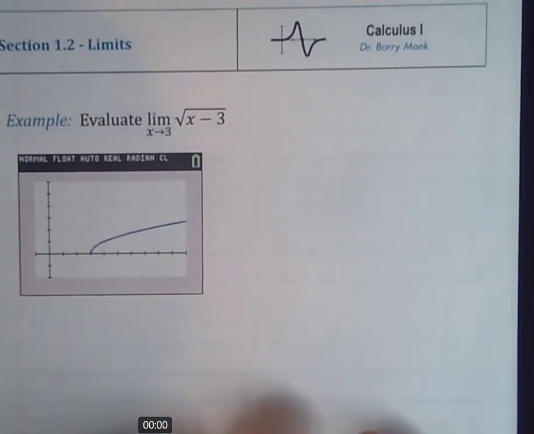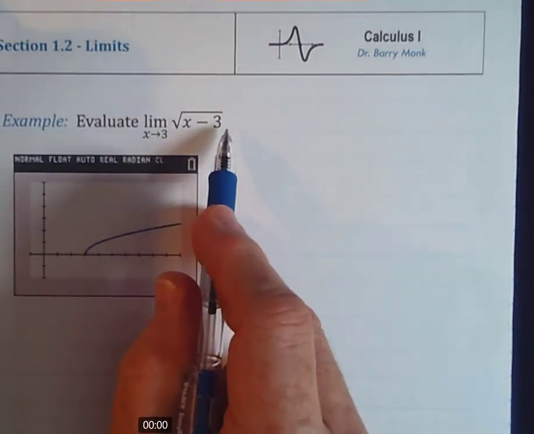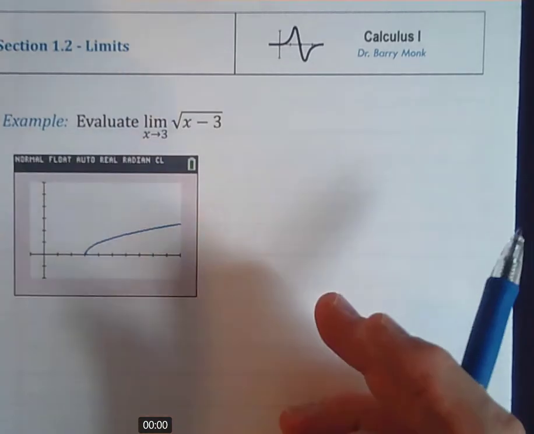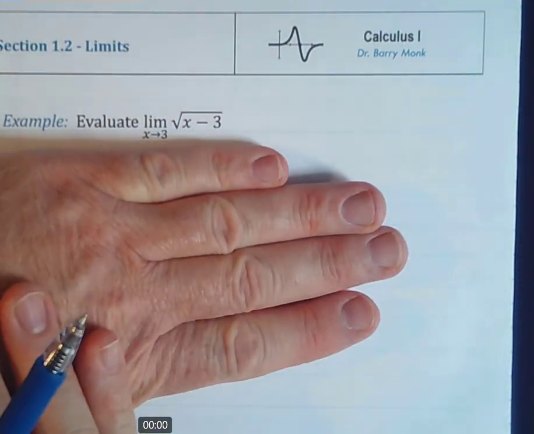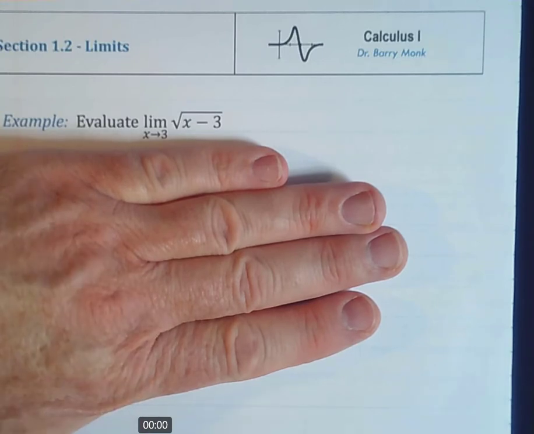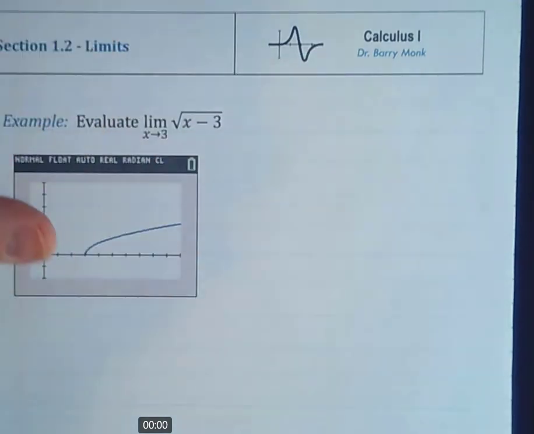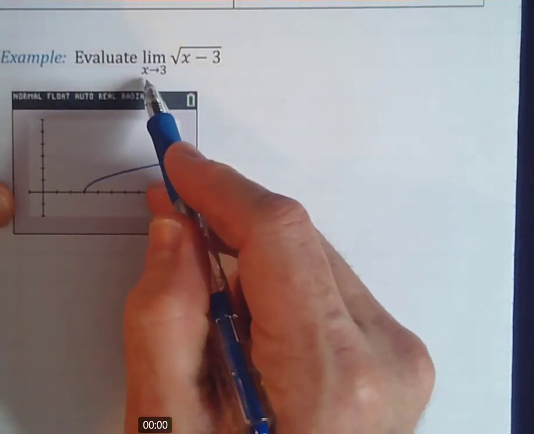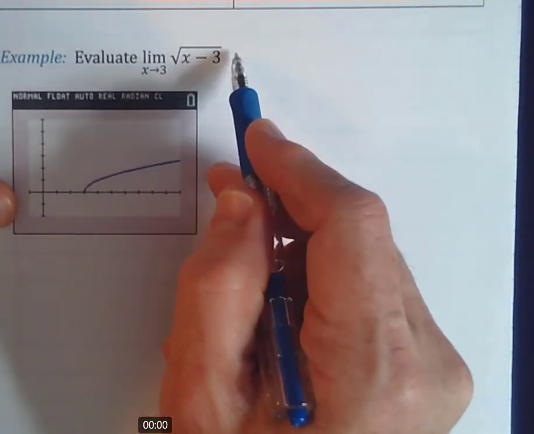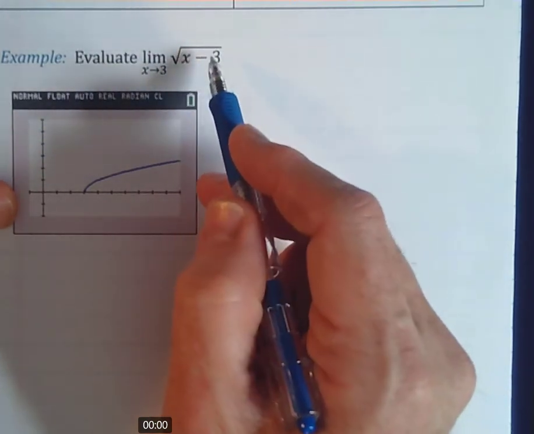All right, here we have the limit as x approaches 3 of the square root of x minus 3. And again, let's cover up the graph and think about this algebraically for a second. Our first strategy is always to try to just plug the number in. So if I plug in 3 here, I get 3 minus 3, which gives me 0, and the square root of 0 is 0. So it seems like things are okay here.